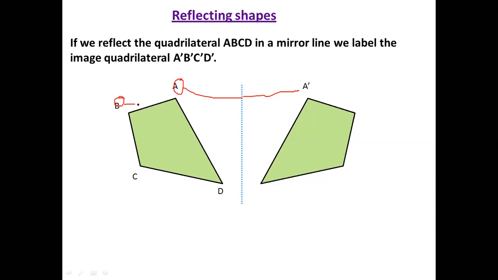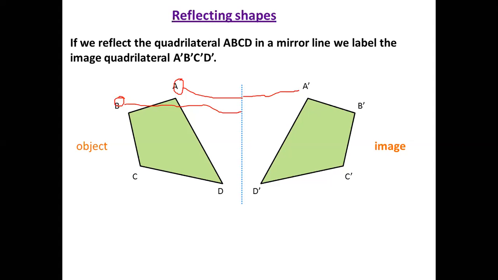الديستانس بين B والميرور لاين، suppose that الديستانس بين B والميرور لاين 6 units، لازم تكون بين الميرور لاين والبي داش برضه 6 units، يعني لازم اليونت أو الديستانس are the same. This is what I mean by the distance. It will become the same.